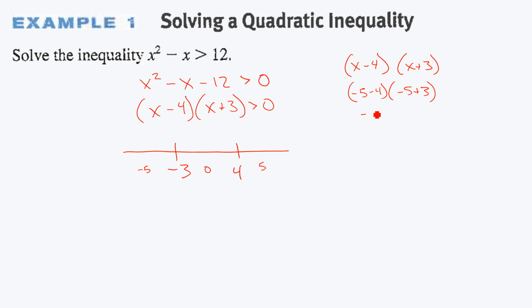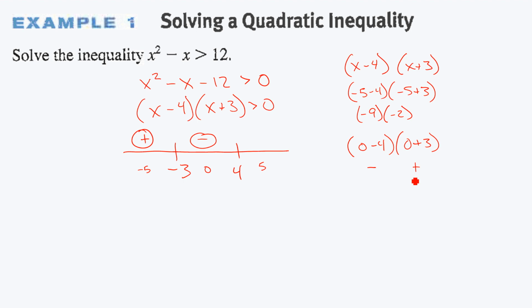Negative 5 minus 4 is negative 9. And negative 5 plus 3 is negative 2. Multiply those two things together, you get a positive number. Let's try this with 0 minus 4 and 0 plus 3. This is a negative, and this is a positive. So if I multiply them together, I get a negative.